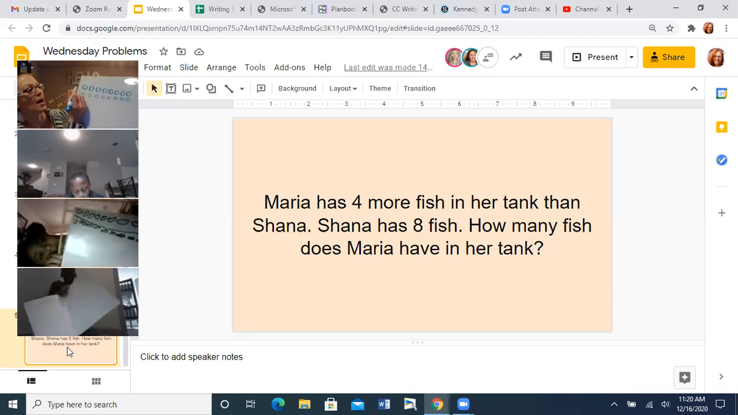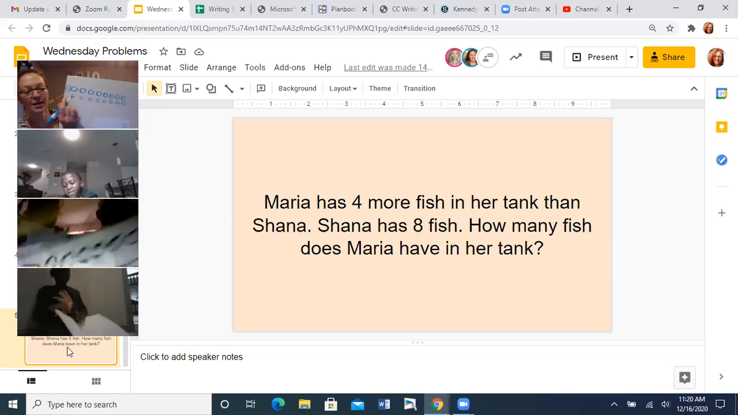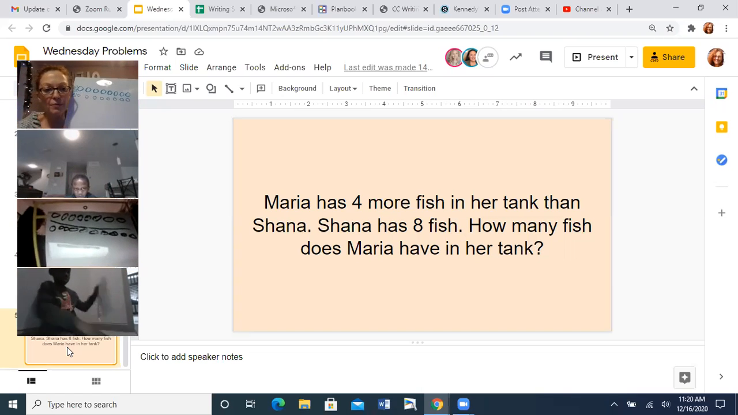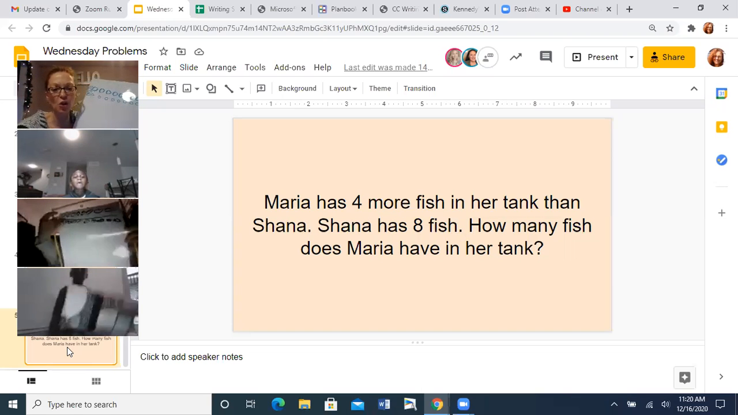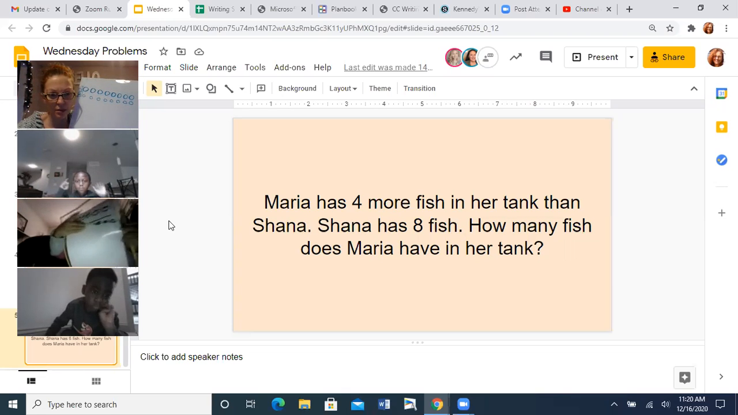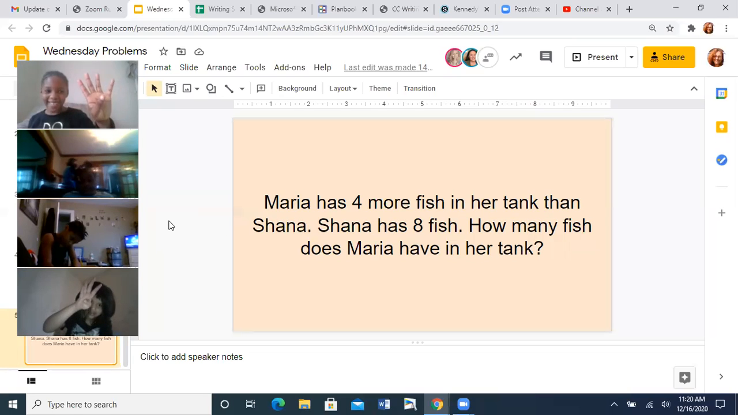Right. So the top row of 8 fish are Shauna's. The bottom row of 8 fish are Maria's. But Maria has how many more? Show me with your fingers. How many more does Maria have? Shauna has 8. Maria has how many more? Yeah, 4 more. Nice job.